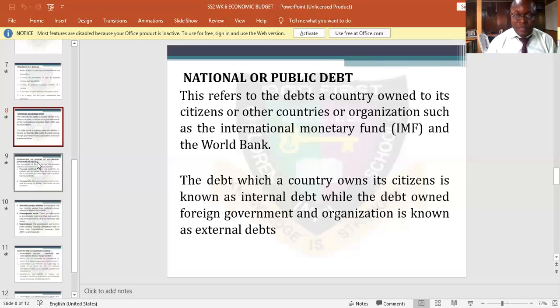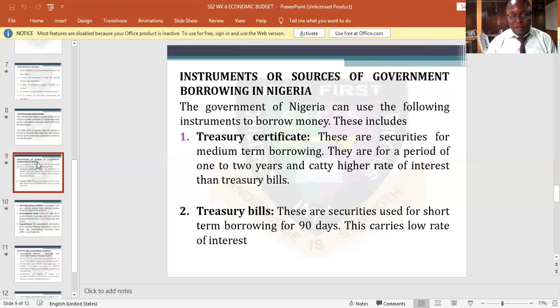Then let us look at the instruments or sources of government borrowing. We want to look at the ways in which government can borrow, maybe internal or external, within or outside the country. The government of Nigeria can use the following instruments to borrow money. The first one they can use is treasury certificates. Treasury certificates are securities for medium-term borrowing. This is not short term. When I'm talking about short term, within a year they have to repay the loan.